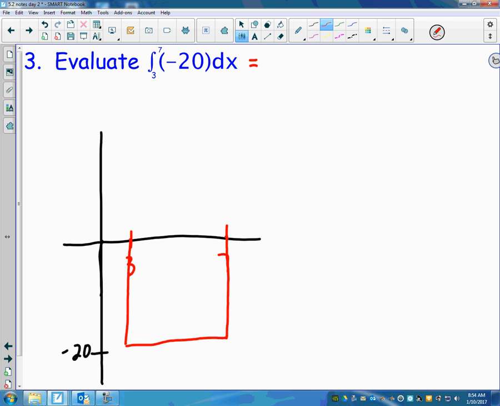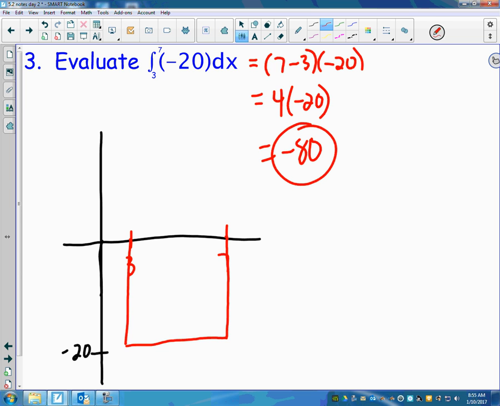So you could just use the formula, or you could just do the area, right? From 7 minus 3, the formula would say 7 minus 3 times negative 20. Or you could just say 7 minus 3 is 4 times negative 20 is negative 80. And yes, negative answers are okay because it's all below the x-axis. Or if there's more below than above, it's going to be negative. So are there never any units on it? It's just a number? Yes. For now. We're going to get into story problems and all that fun stuff. But yes, it's just a graph, so we don't know what it's measured in.